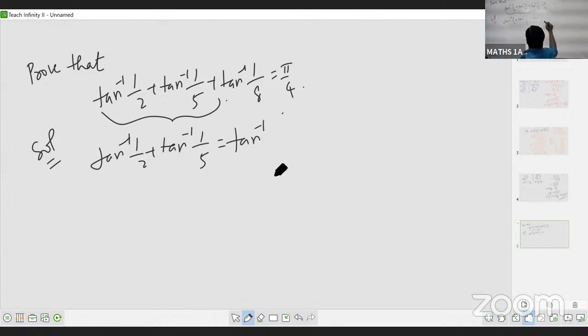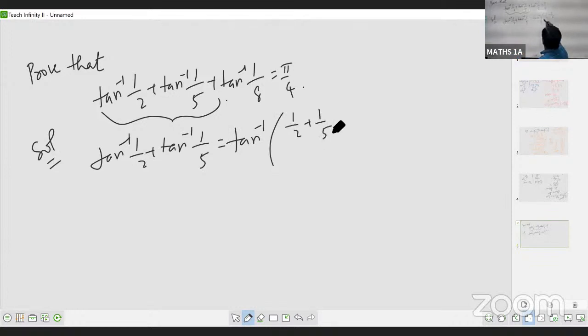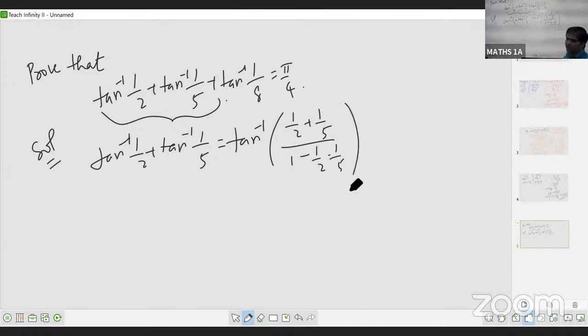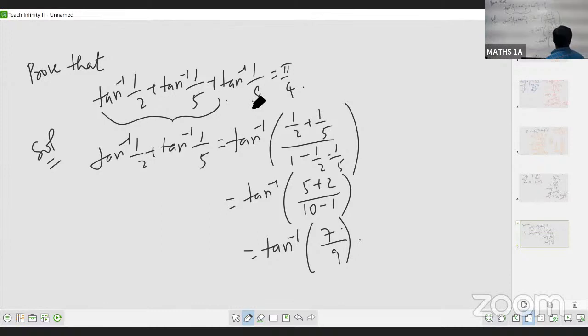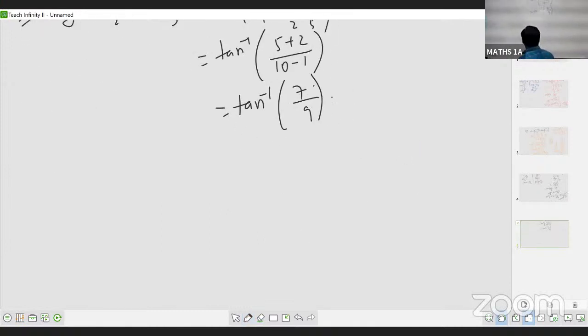That is tan inverse of 1 by 2 plus 1 by 5 by 1 minus 1 by 2 into 1 by 5. The previous board I gave the formula. Is it clear? Right, that is tan inverse of 5 plus 2 by 10 minus 1. Again same, and here 5 2s are 10 minus 1, now it gets cancelled. Tan inverse 7 by 9.